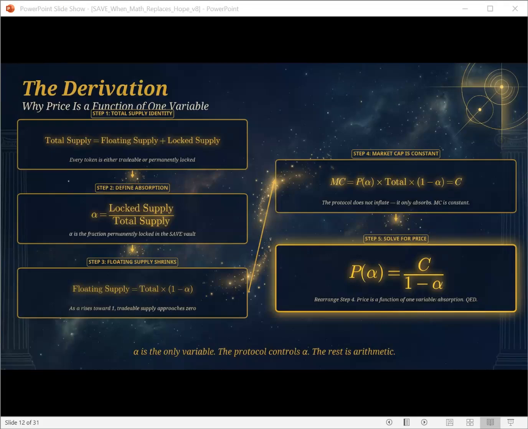So I'm walking through the logic one more time. The total supply is equal to floating supply plus locked supply. And we define the absorption factor as locked supply divided by total supply. So therefore, if we just turn the equation around, floating supply is equal to total times 1 minus alpha, right? And we know that market cap is nothing but price times the circulating supply. So we put price as a function of alpha, multiplied by the floating supply. So you get that step 4. Now, if you simply move these two variables under C, then you get this equation.